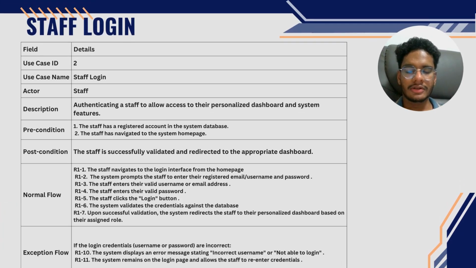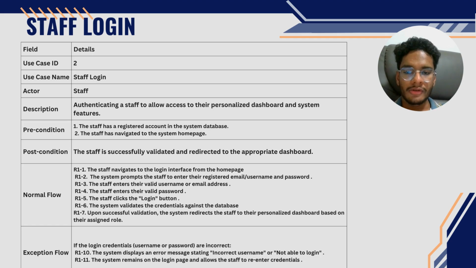For the staff login page, the main purpose of this page is to authenticate a staff member to allow access to their personalized dashboard and system features. There are two preconditions as well, same as the previous customer page: the staff has a registered account in the system database, and the staff has navigated to the system home page. For the post condition, the staff is successfully validated and redirected to the appropriate dashboard.